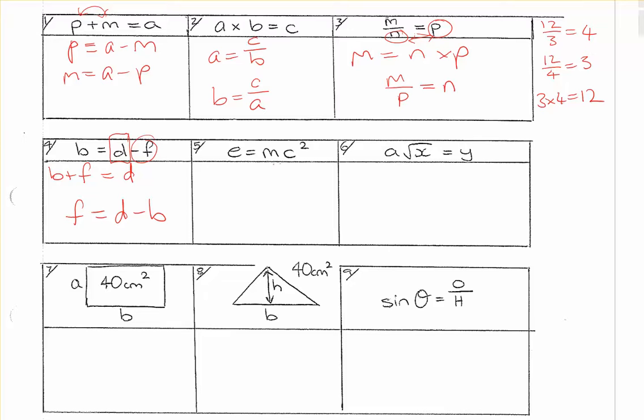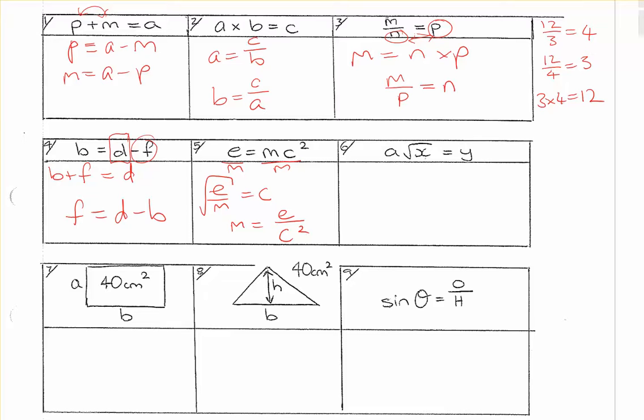Right, E equals mc squared. So working out c, e over m, and square root that to get c. What other formula? We could find m would be e divided by c squared.